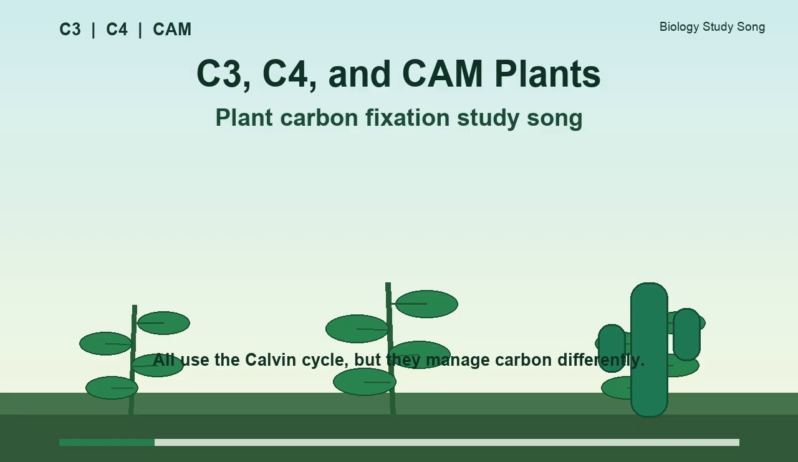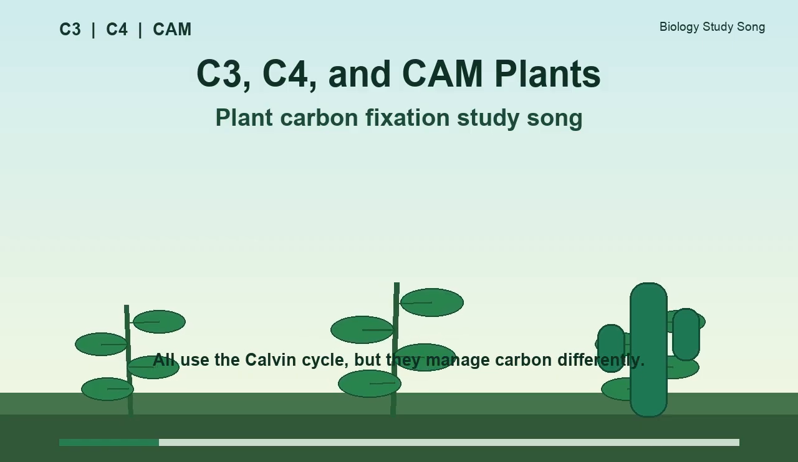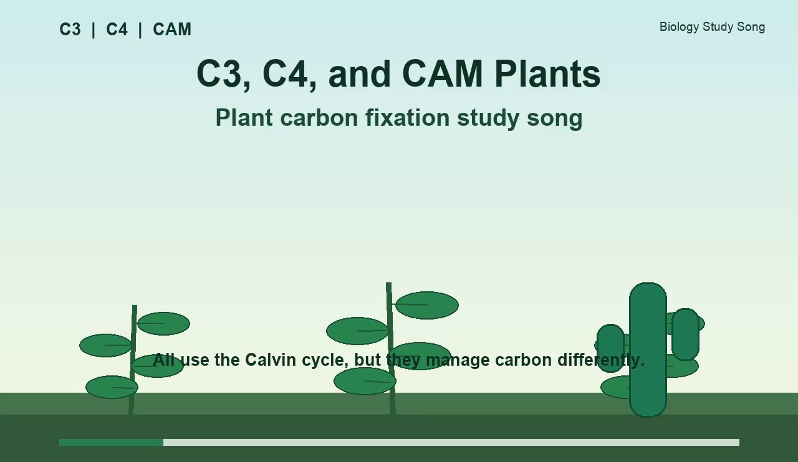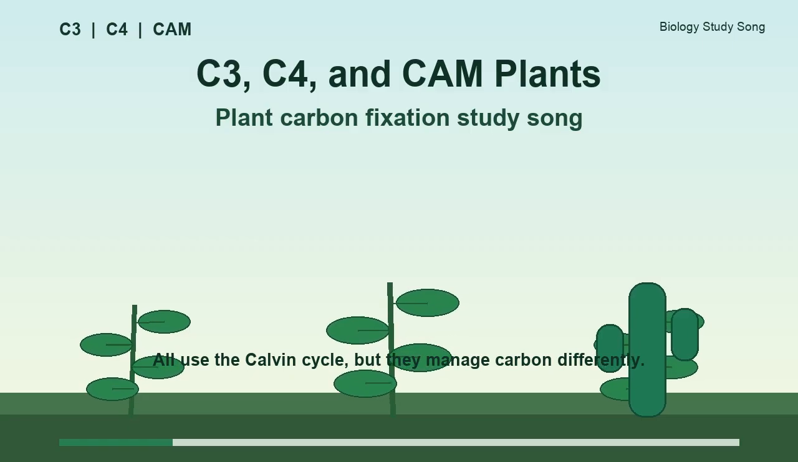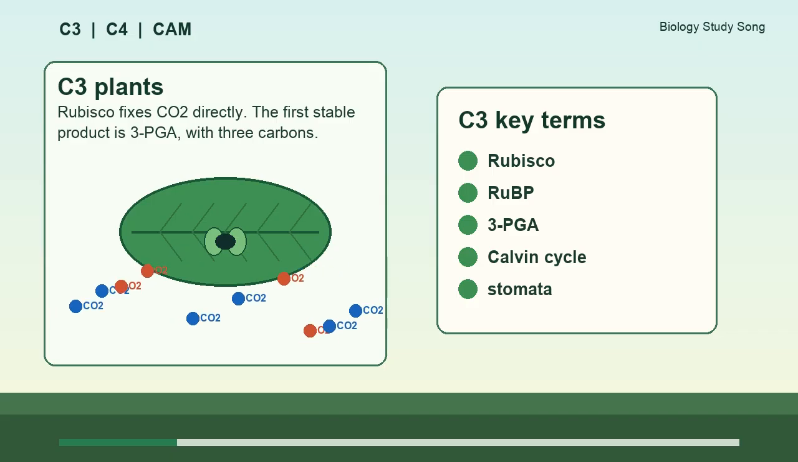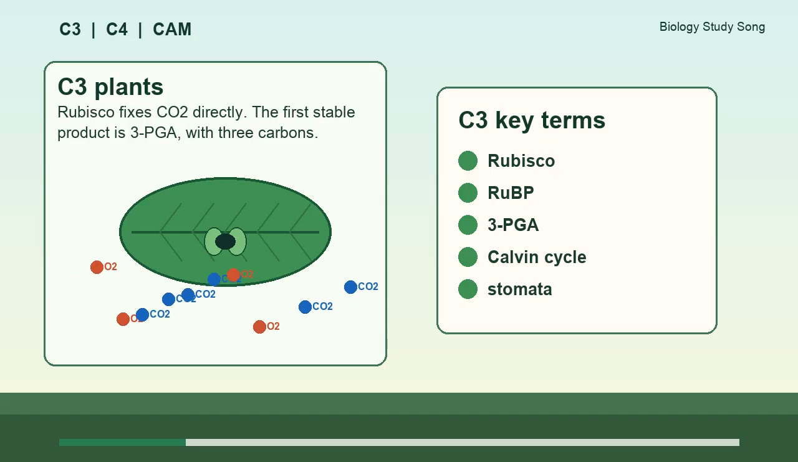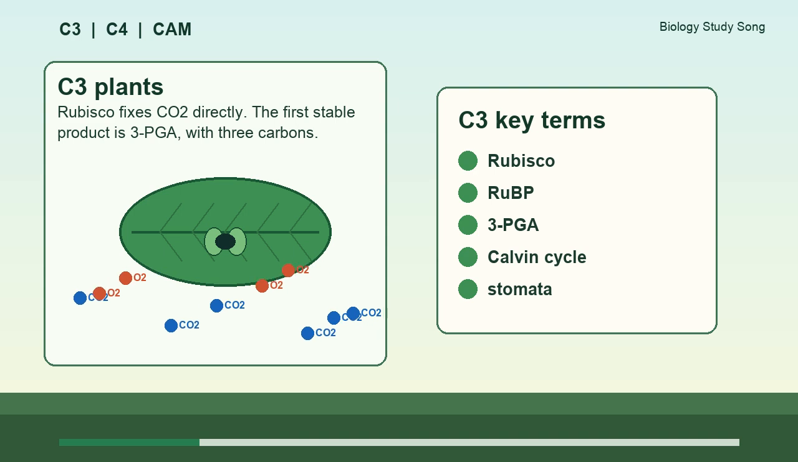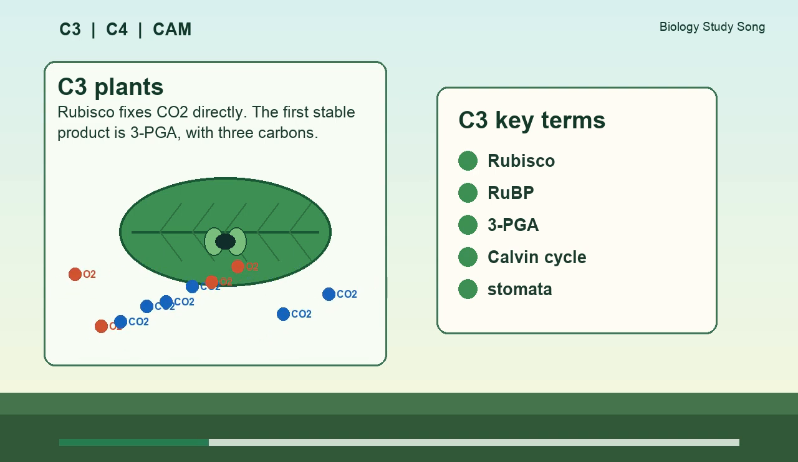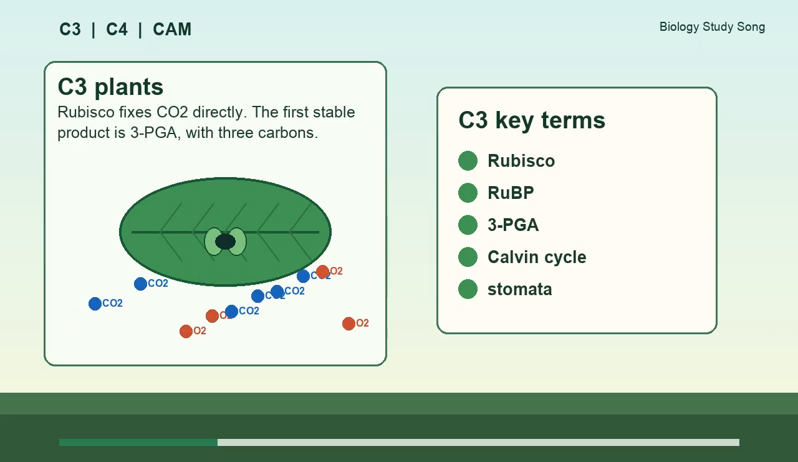But Rubisco can also bind oxygen. When oxygen is high and carbon dioxide is low, that starts photorespiration. Photorespiration wastes energy and releases carbon dioxide. Hot, dry conditions can close stomata. Less carbon dioxide enters the leaf. Oxygen can build up inside, and photorespiration can increase.